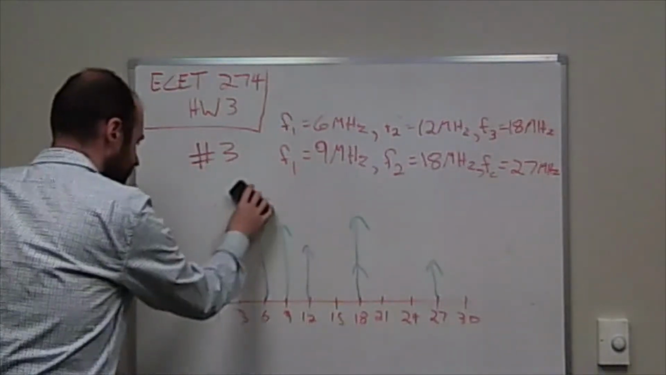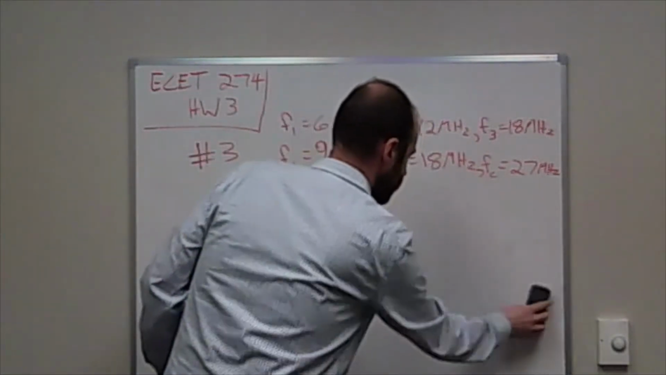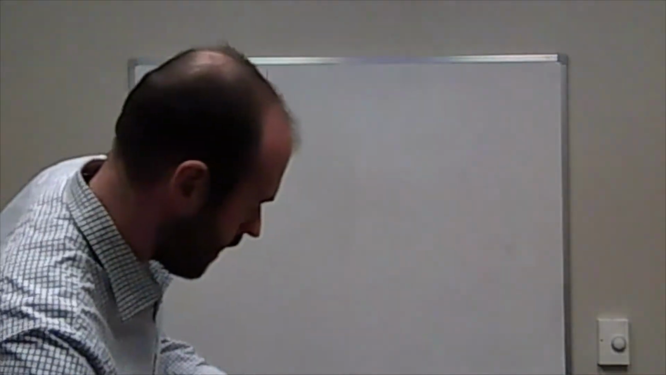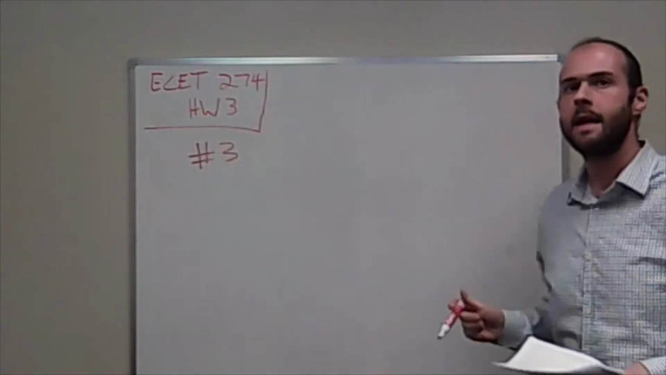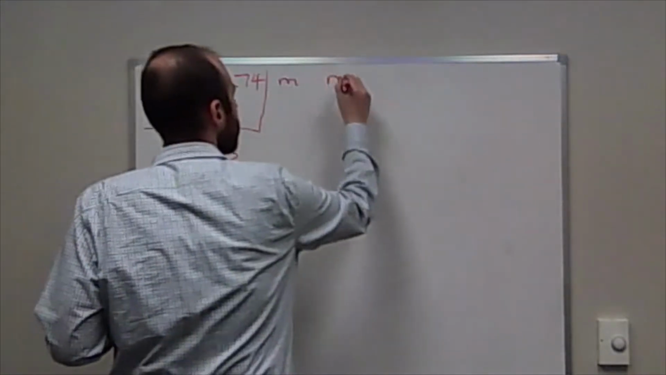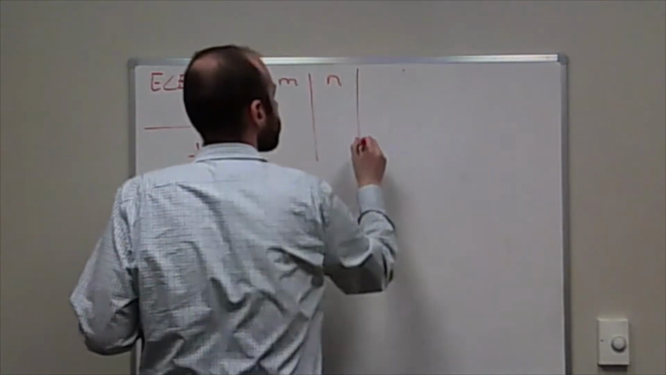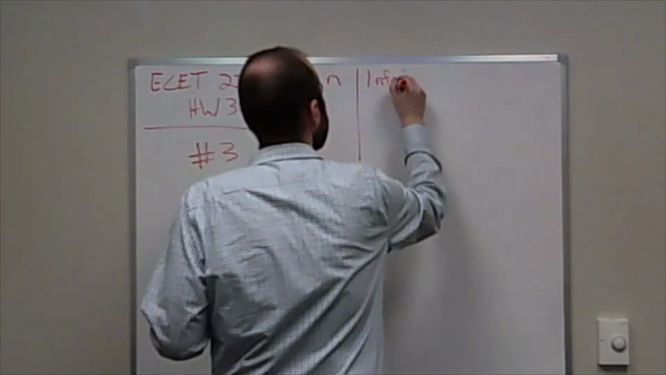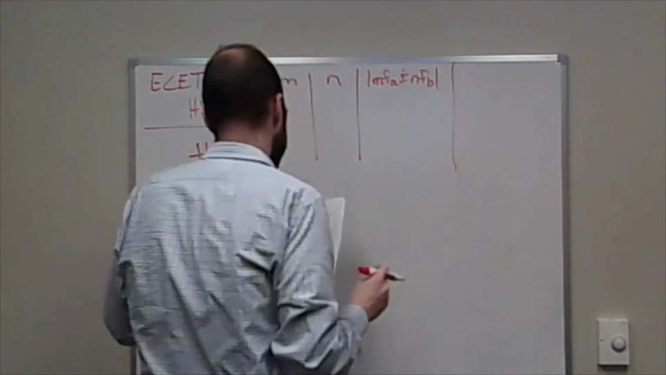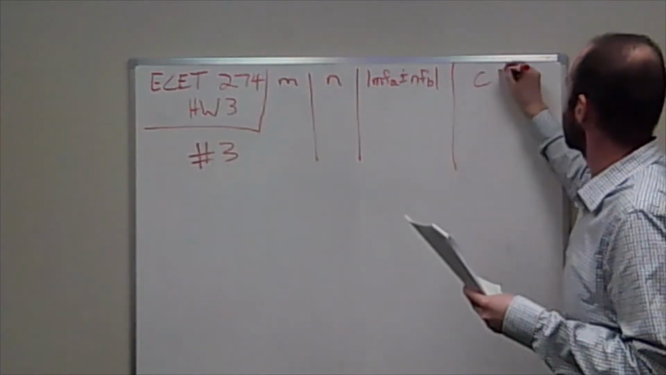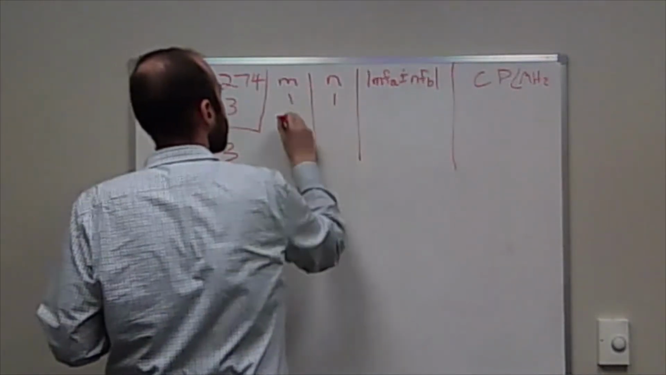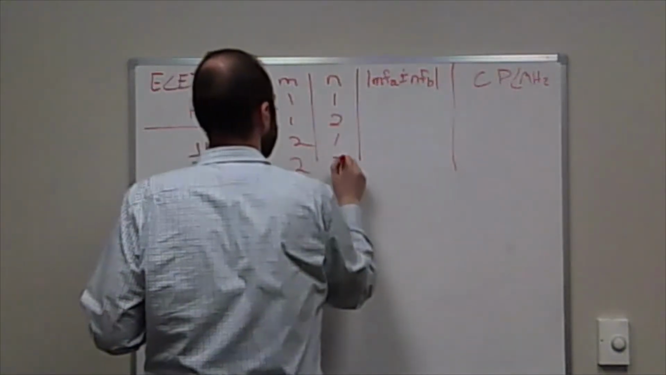So now we need part B. And to do part B, we again need to make our cross product table for 1 and 2 for M and N. So M, N, and then finally the cross products in megahertz. So these will be 1, 1, 2, 2, 1, 2, 2.